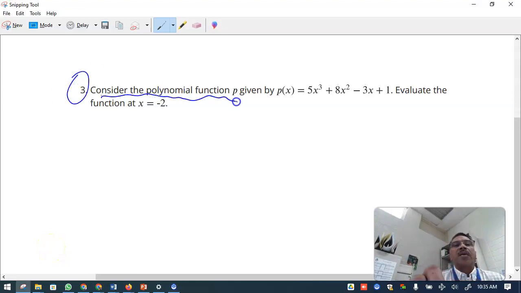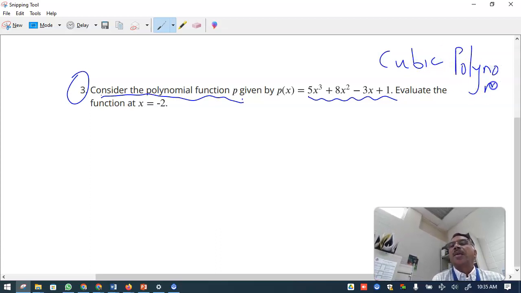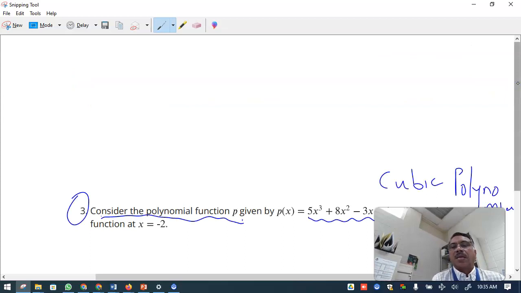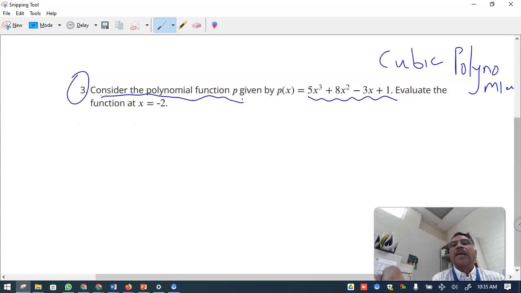So question number 3 is very easy. Consider the following polynomial p(x). This expression that you see is a cubic polynomial. Why it is cubic is because the largest or the greatest exponent here is 3, so the degree is 3. Whenever you have an expression like this, that is a polynomial.